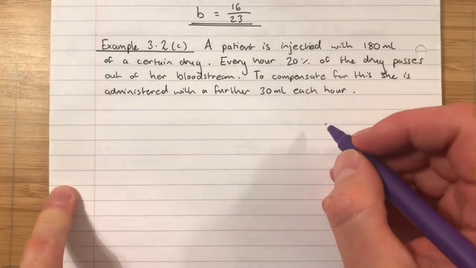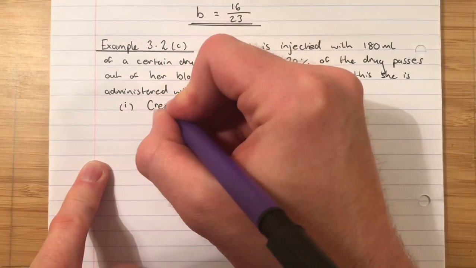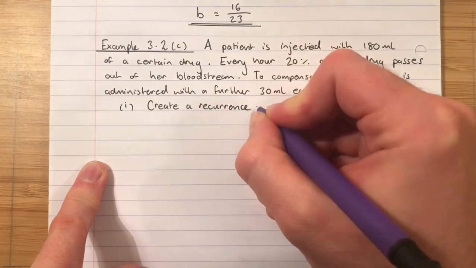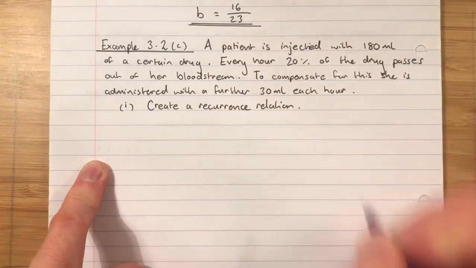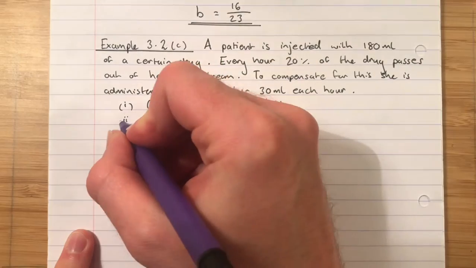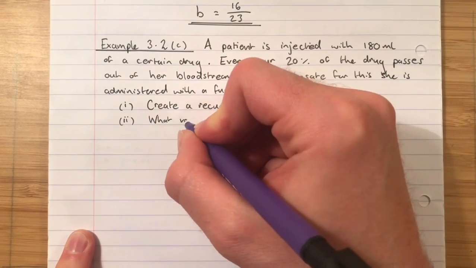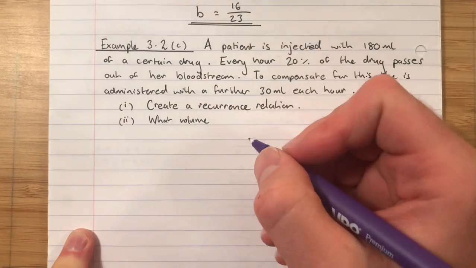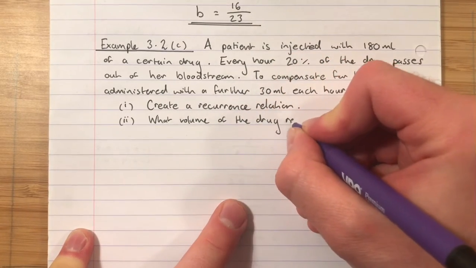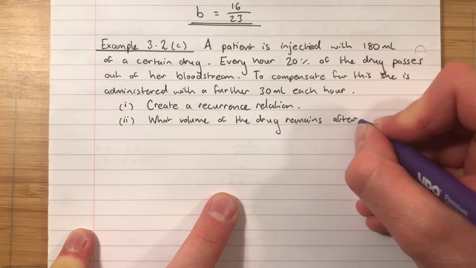Right. So part one is going to be create a recurrence relation to represent this situation. For part two, we'll say what volume of the drug remains after 4 hours.